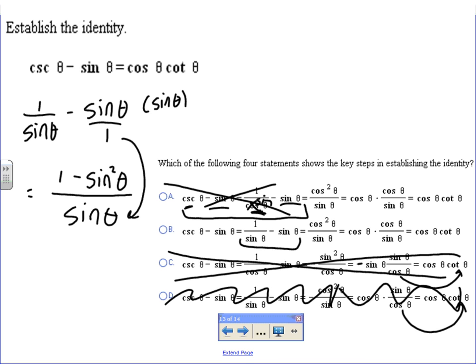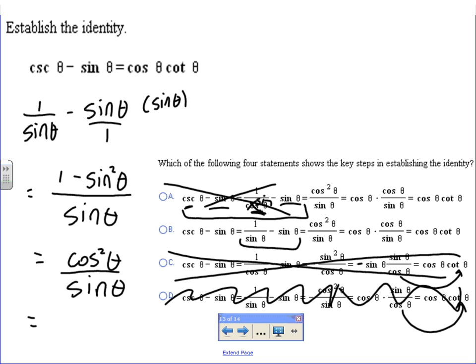Now, it should be fairly obvious what that is. 1 minus sine squared is a Pythagorean identity, and so 1 minus sine squared would be cosine squared. So we would get here cosine squared theta over sine theta. Now it's kind of hard to tell what's happening here, so you kind of have to use your imagination a little bit about what's happening.